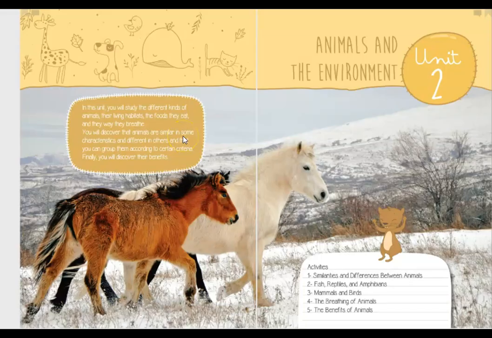Now we will start with a new unit, Unit 2, which is about animals and the environment. In this unit, you will study the different kinds of animals, their living habitats, the foods they eat, and the way they breathe. You will discover that animals are similar in some characteristics and different in others. The first activity in this unit is about the similarities and the differences between animals.